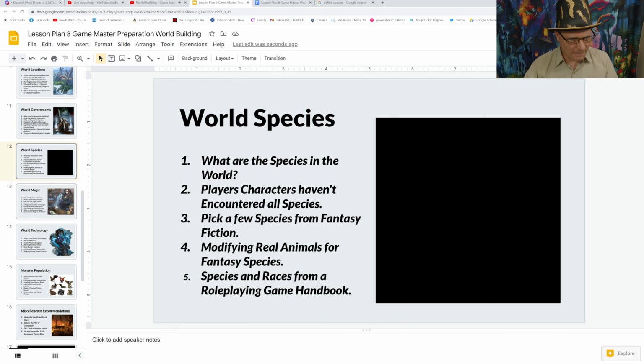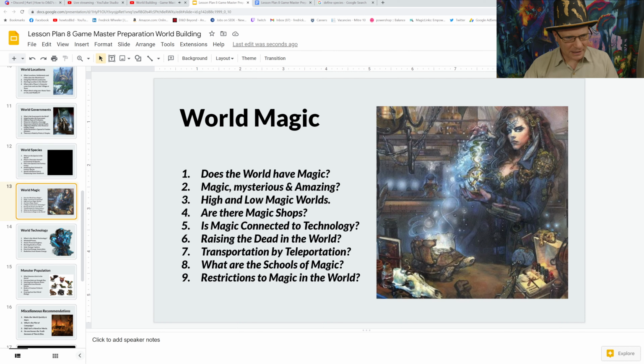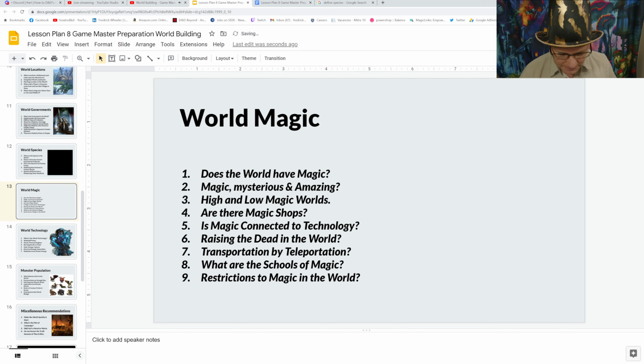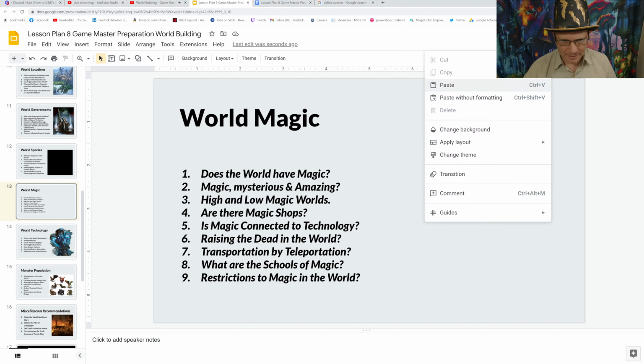We'll move it on. World magic. Does the world have magic? I know this image here is Wizards of the Coast. Unfortunately, it'll have to go. Okay. And then we'll just drop in the square again, copy it, paste it.